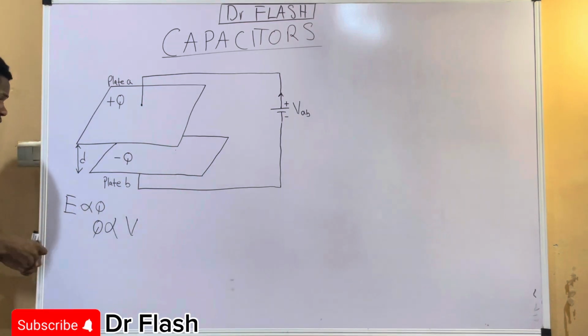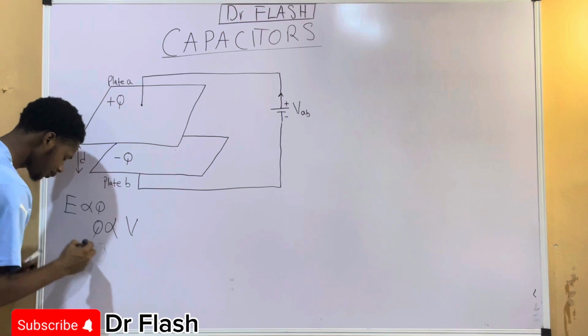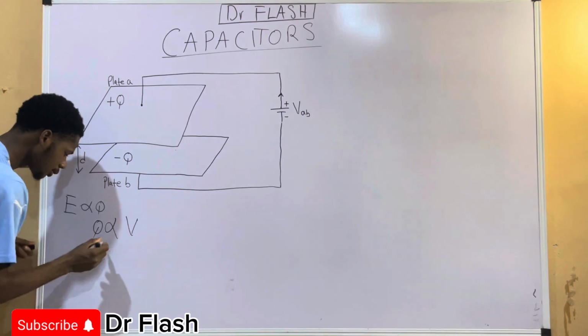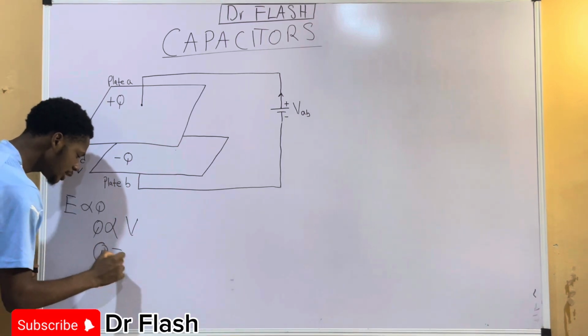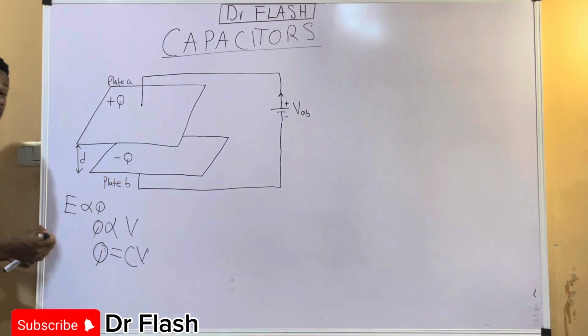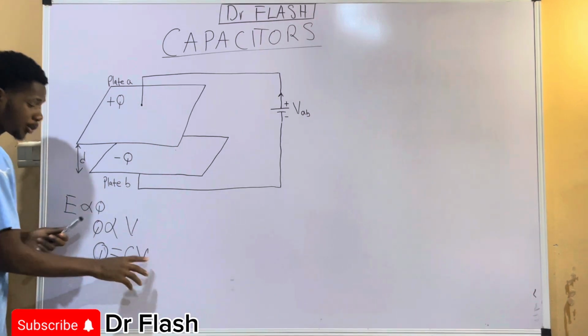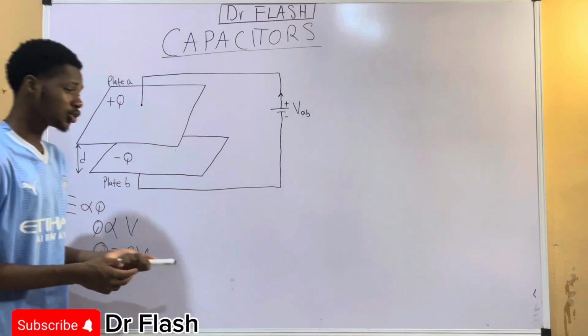Remember variation in mathematics, bringing in a constant, we're going to get Q is equal to CV. I'm making C the constant in this case. Now there is a reason why I did not put K. I represented it as C instead. You can choose to do it any way you want.